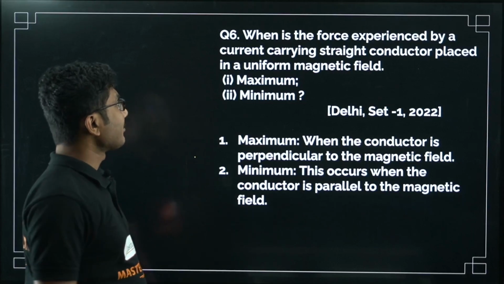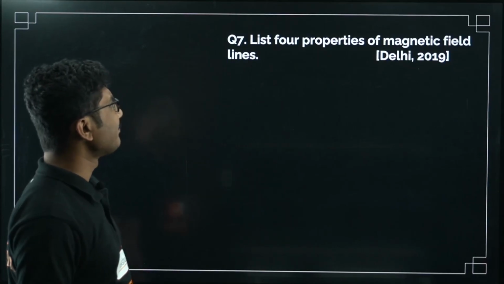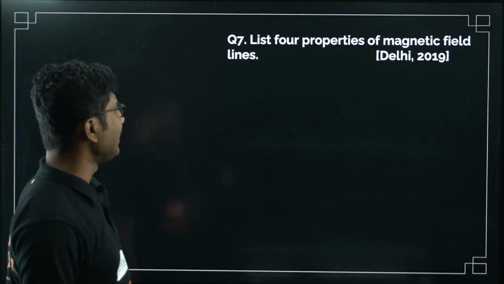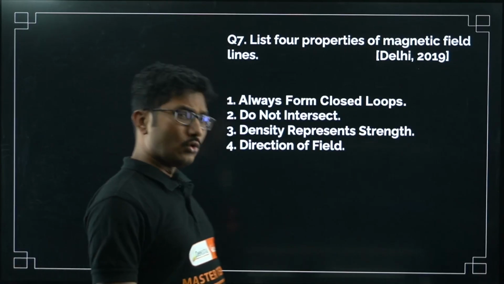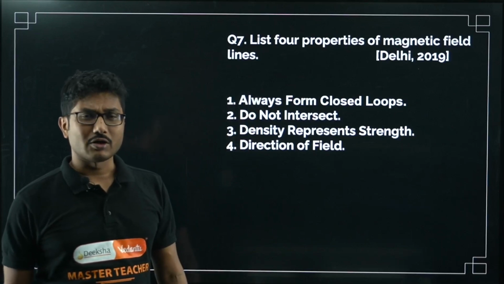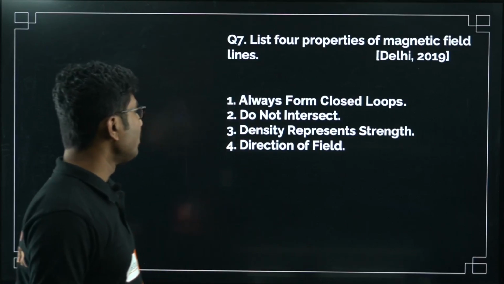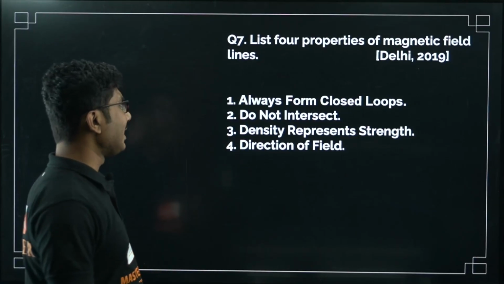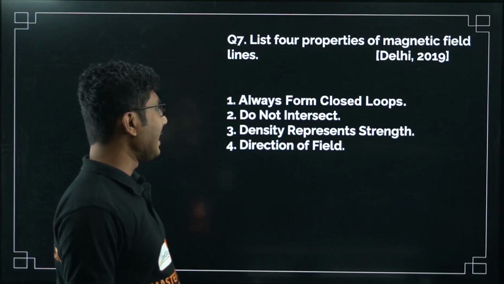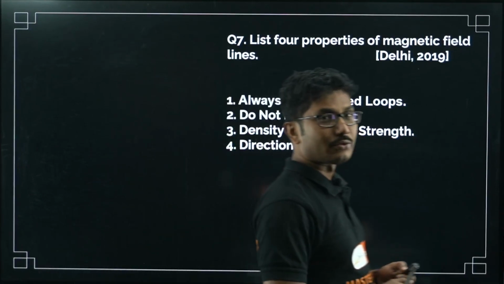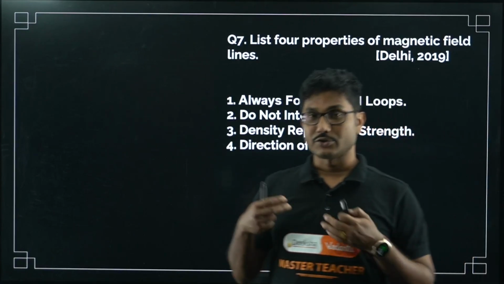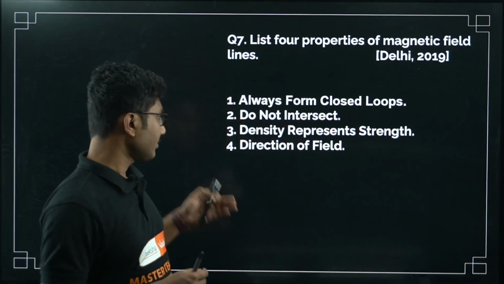Right, now next question. List 4 properties of magnetic field lines. So what are the 4 properties? They always form closed loops. Magnetic field lines are always closed loops. They do not intersect. Obviously magnetic field lines do not intersect. Their density represents strength. So the more the number of lines passing through a small area, the stronger the magnetic field.